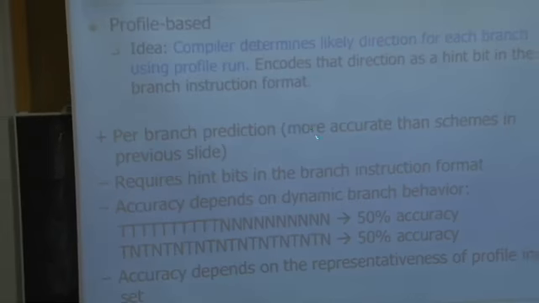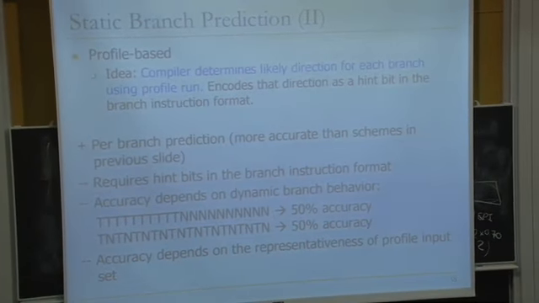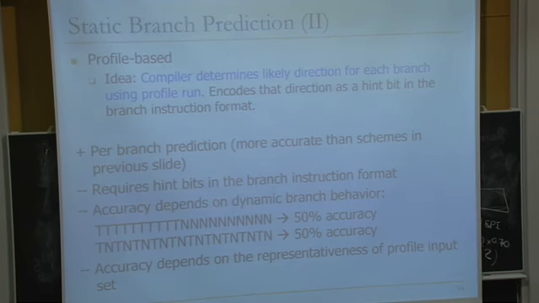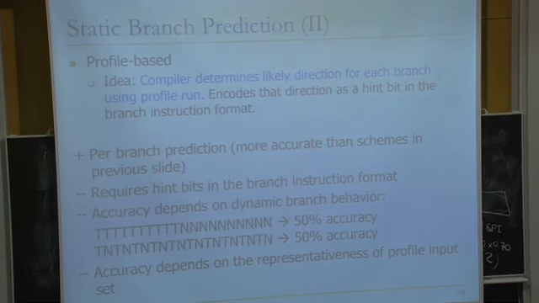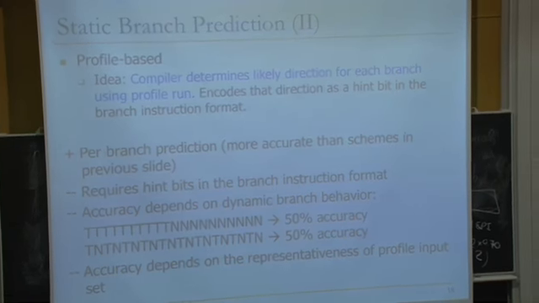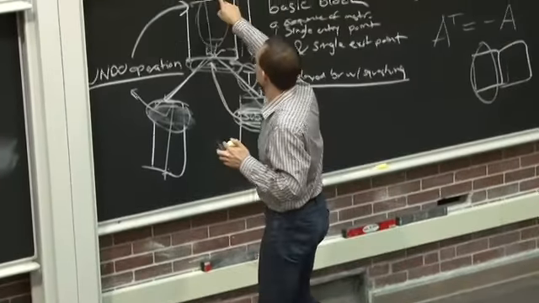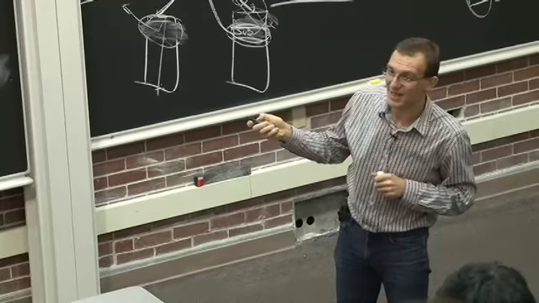Of course, the downsides are also many. You get more accurate prediction schemes, assuming your profile behavior matches your runtime behavior, and we discussed this a lot earlier in the course. The downside is now you're changing your ISA, if you will. It requires hint bits in the branch instruction format. But most ISAs today have these hint bits. You can specify in the compiler whether the branch is likely not taken or taken. The accuracy, again, depends on dynamic branch behavior.